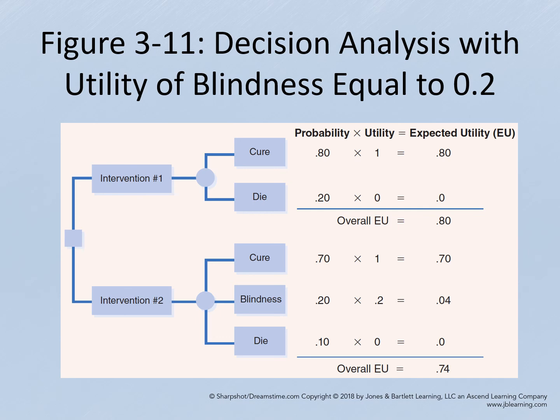Now we look at if the utility of blindness was equal to 0.2. Here I'm saying that I cannot live with blindness. I have a very poor utility for that. So I'm giving it only a score of 0.2. That means I have only a 0.04 expected utility, and my overall expected utility will go down to 0.74. So in this case, I would take intervention 1 over intervention 2.